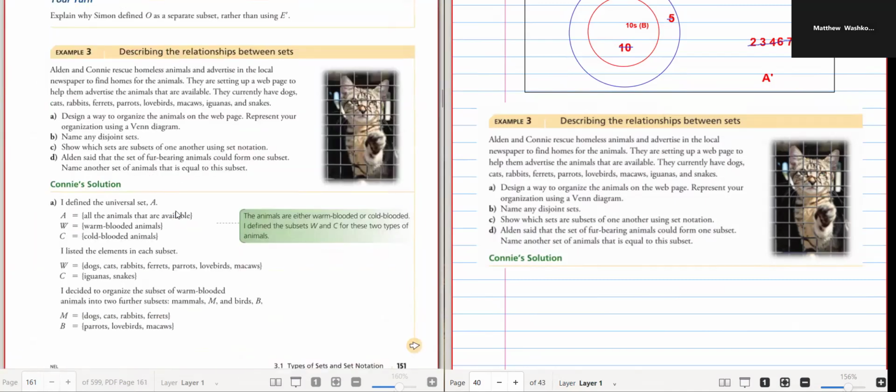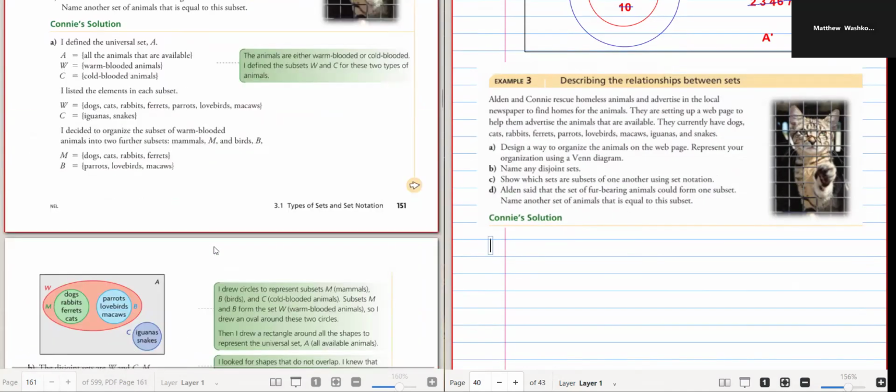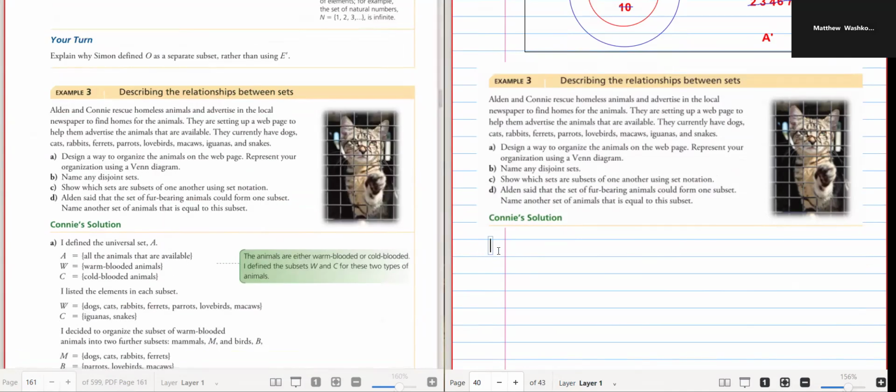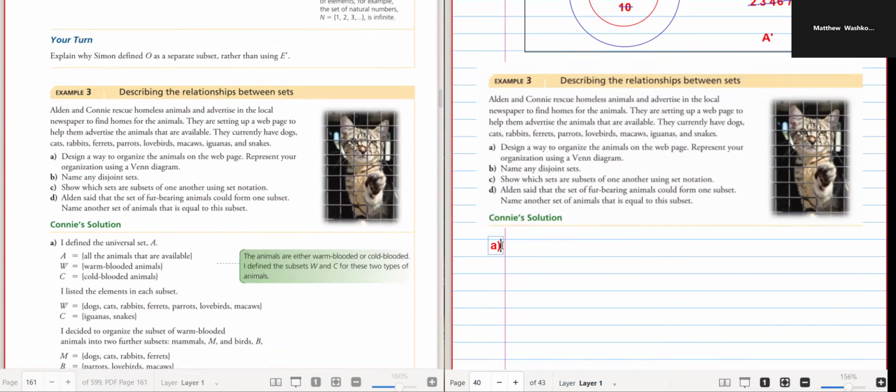I don't like how they did this. You know what? No, we're doing it our way, so that way you guys can see it twice. We're doing it my way. For question A, we're going to do it with fur, with feathers, and with scales.